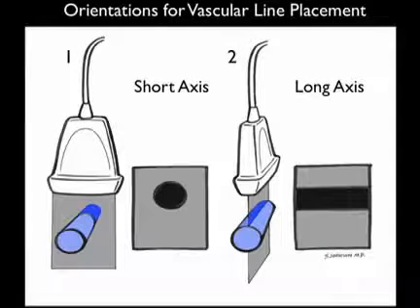Here are the orientations that we can place the high-frequency probe in relation to the internal jugular vein for vascular line placement. Here to the left, we see the short axis configuration with the probe perpendicular to the vessel, and notice that the vessel will appear on the ultrasound screen as a circle, as the vessel will be cut end-on. To the right, we see the long axis configuration, and note the probe placed along the long axis course of the vessel. The vessel, therefore, on the screen will appear as a tubular structure, as shown here in the image to the right.